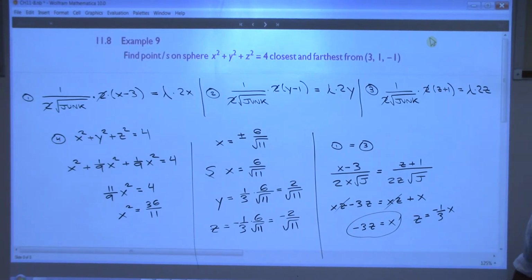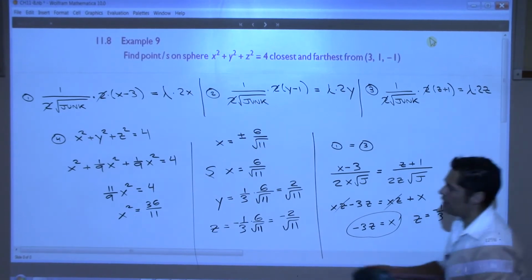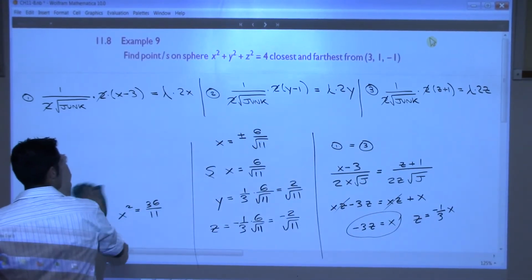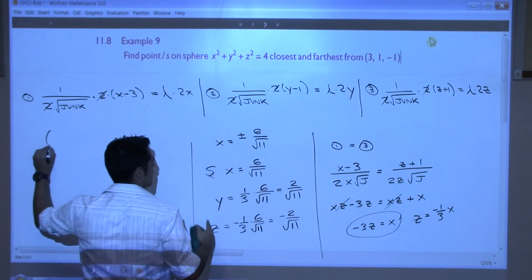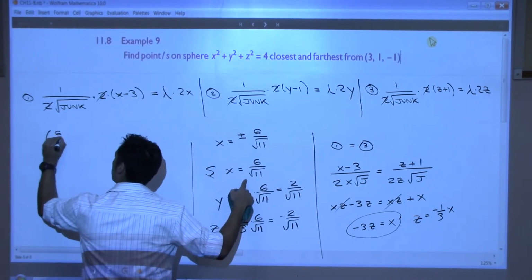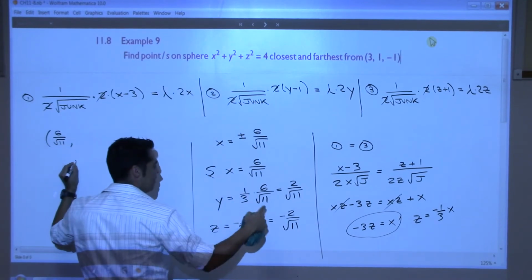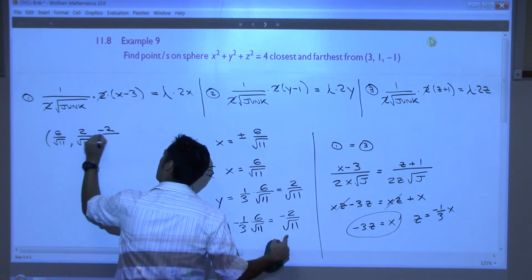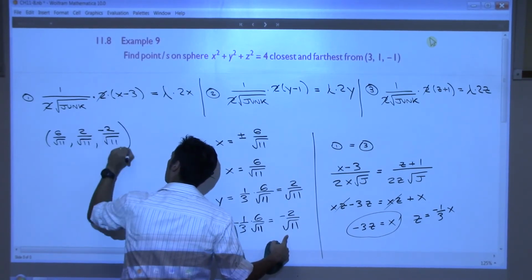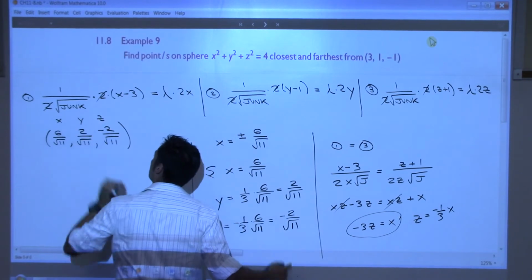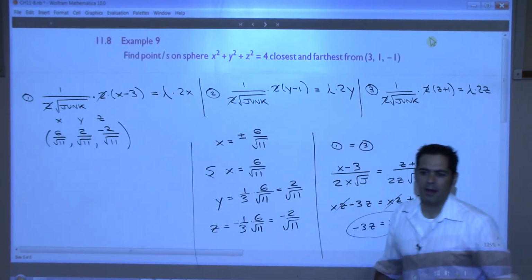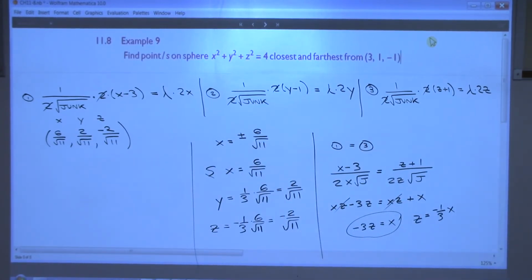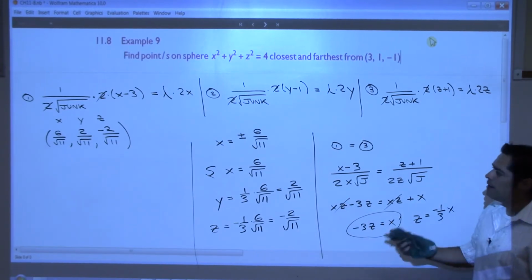So I have an ordered triple, don't I? I have x, y, z. So here's what I've got so far. I know that if x is 6 over root 11, then y must be 2 over root 11, and then z must be negative 2 over root 11. Right? That's my x, my y, my z. Something interesting is happening there. I don't know yet what is happening, but I know that that's an interesting point. You following me?